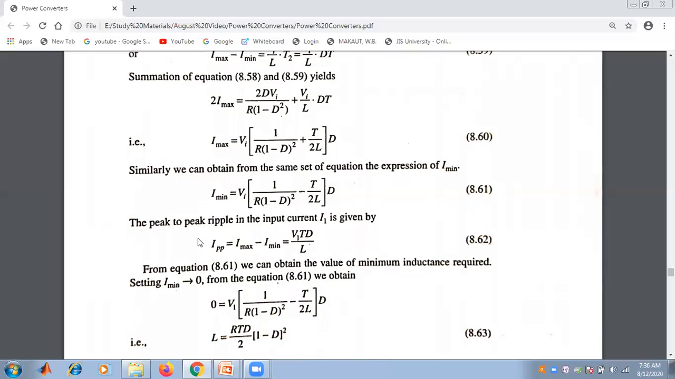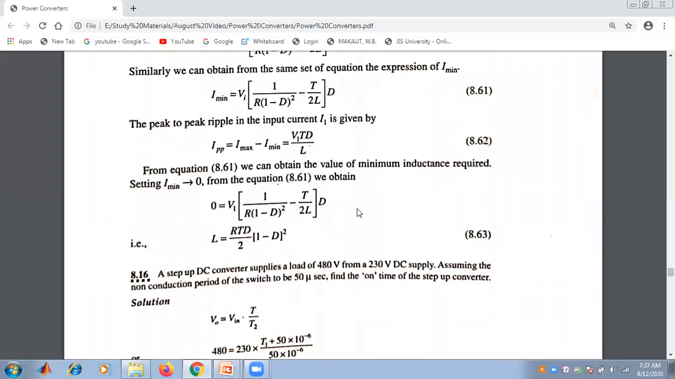And now the peak-to-peak ripple in the input current, that is I peak to peak, the ripple value, is nothing but the difference between the maximum and the minimum value. So peak to peak ripple is equal to I max minus I min, which gives the value Vi Td by L, known as the peak to peak ripple of the input current.